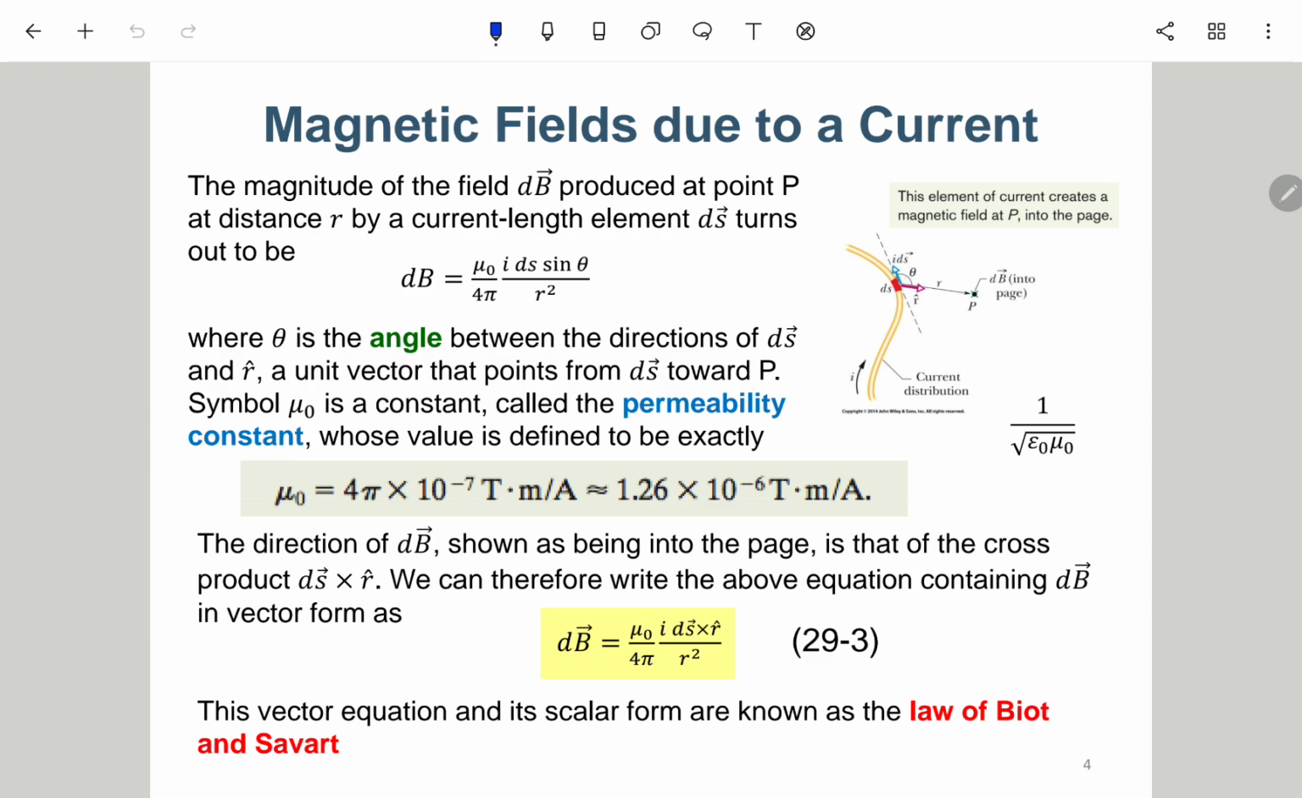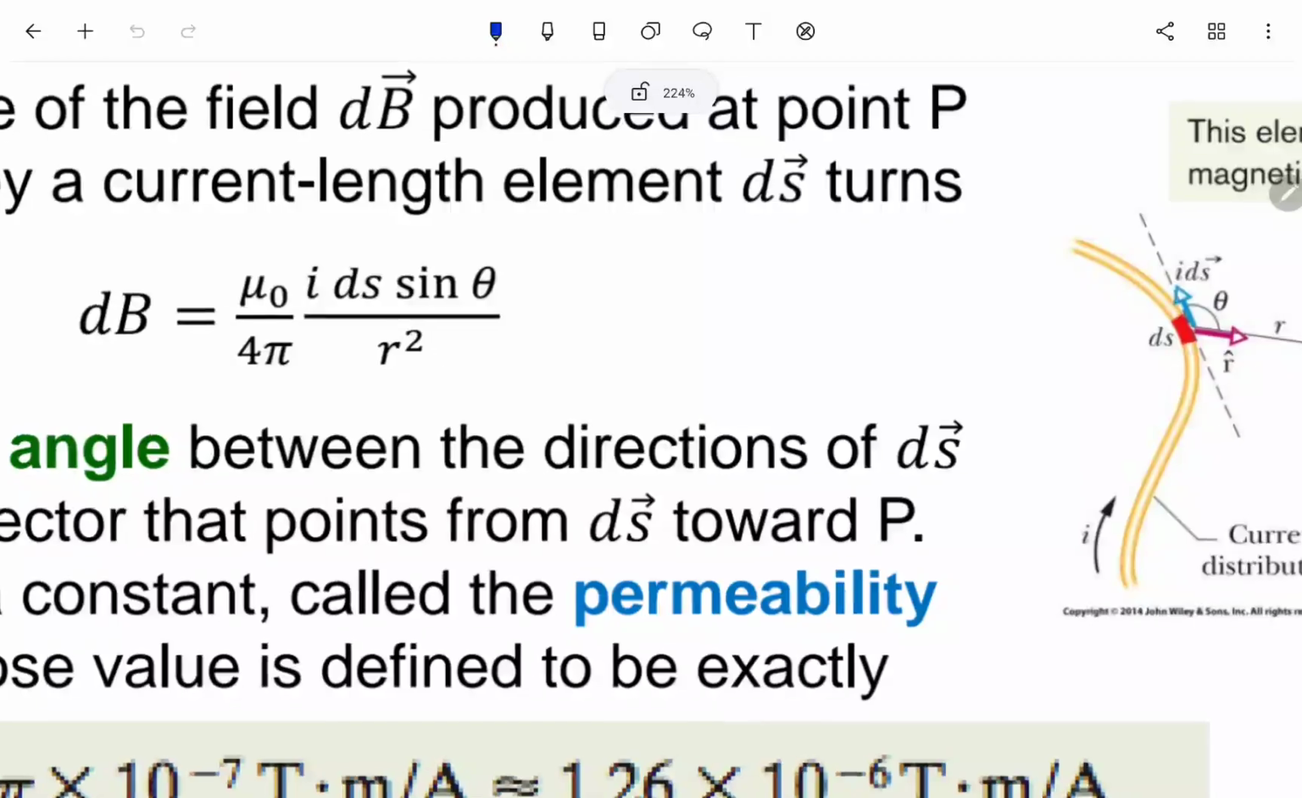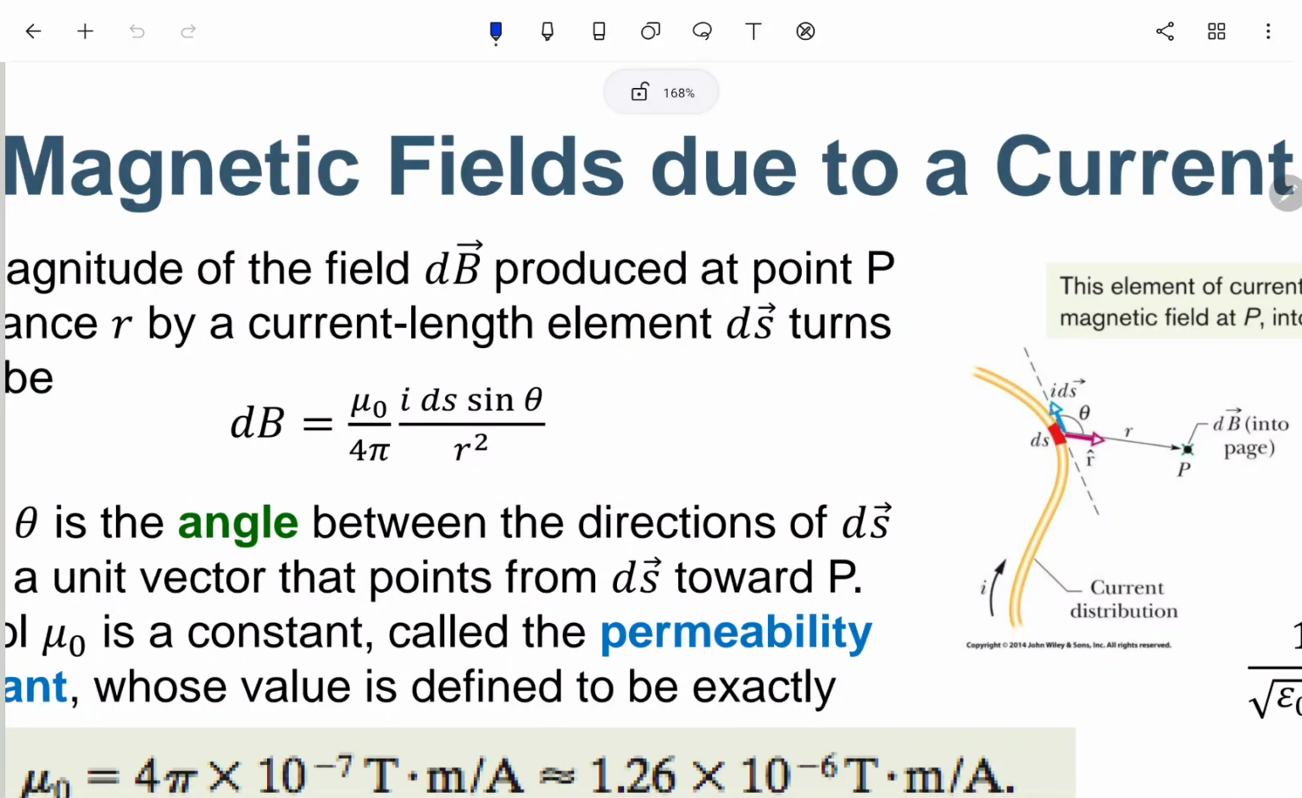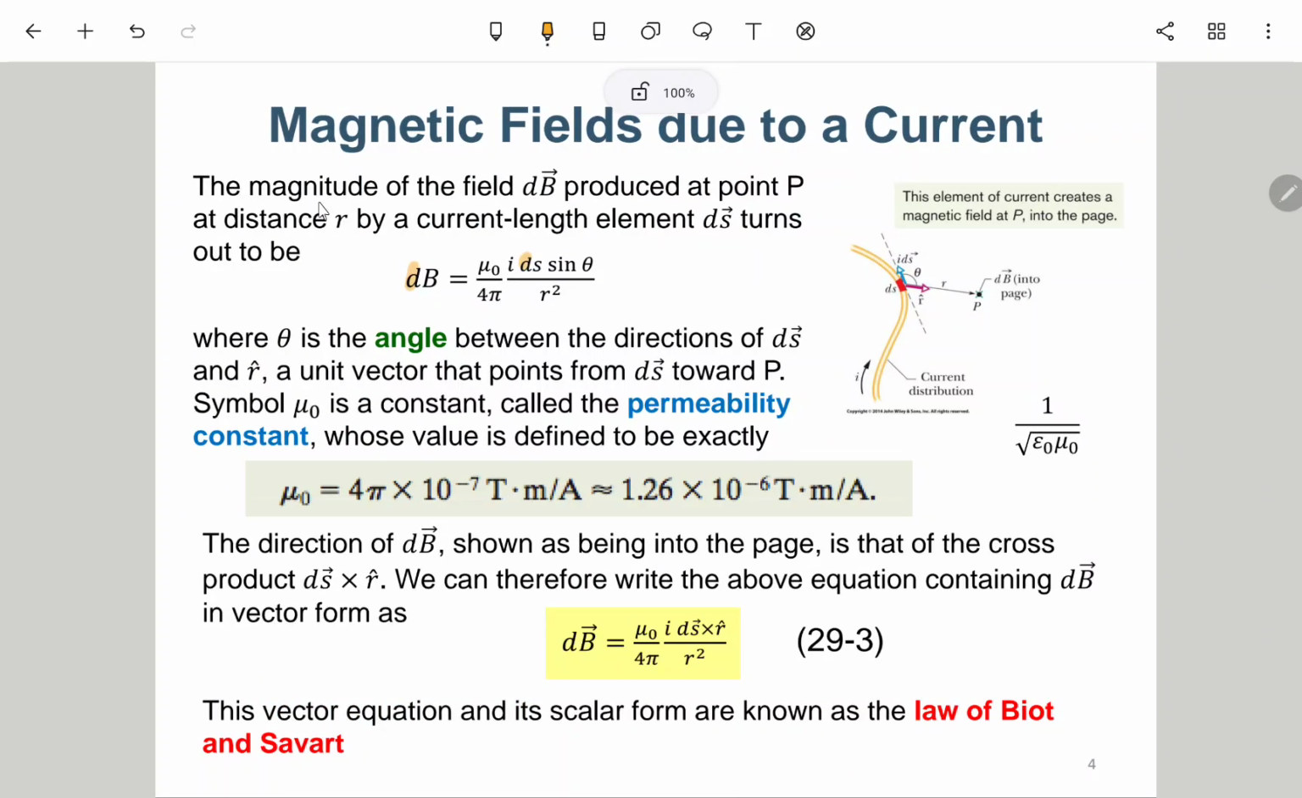Okay, so here we first introduce the magnetic field due to a current. We have an equation like this, with dB. This is not decibel; this d is the derivative d, and both d's are derivatives. It says the magnitude of the field dB, a small B field, produced at point P at distance r by a current length element ds, turns out to be something like this. This is also a law, called the law of Biot-Savart, or the Biot-Savart law.